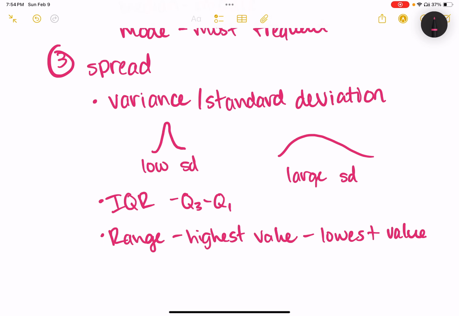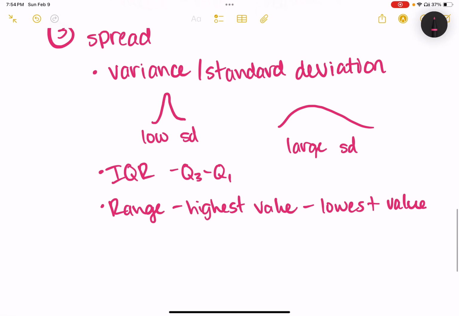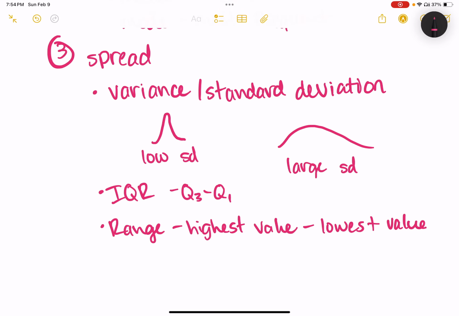And finally, you want to look at the spread. So you want to look at the variance and standard deviation, potentially the IQR if you're doing a box plot, and the range, which is just the highest value minus the lowest value.